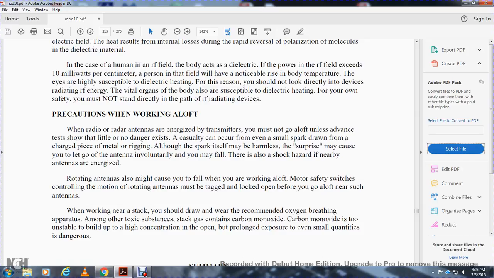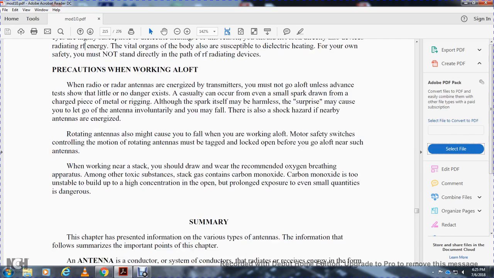All right, precautions when working aloft. If the radio or antenna is energized by the transmitter, you must not go aloft unless advised that tests show little or no danger exists. A casualty can occur from even a small spark drawn from a charged piece of metal rigging. Though the spark itself may be harmless, the surprise may cause you to let go of the antenna. Involuntarily, you may fall to the area below. Also, shock hazards exist near antennas that are energized. A rotating antenna might also hit you when working aloft.